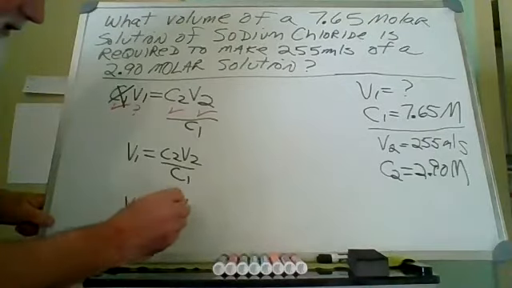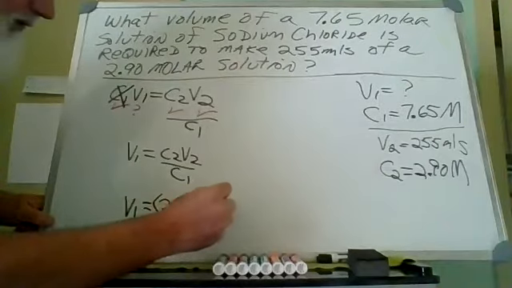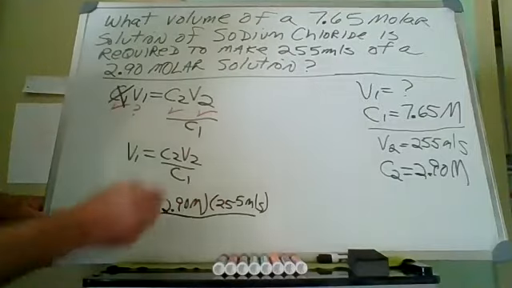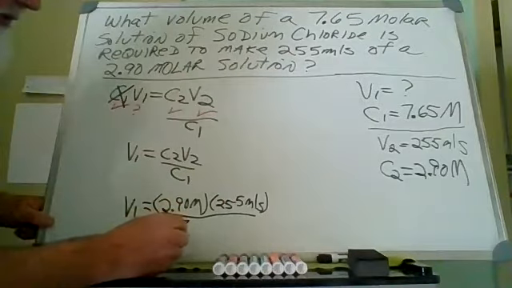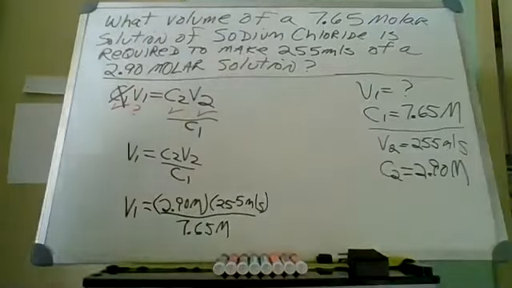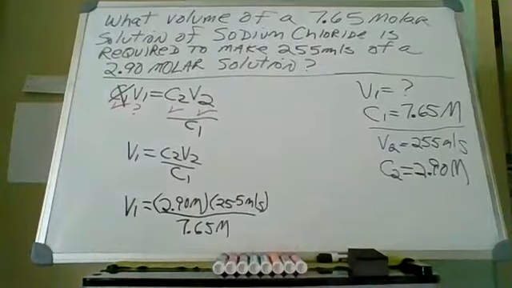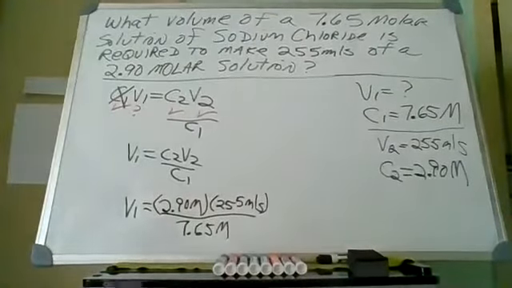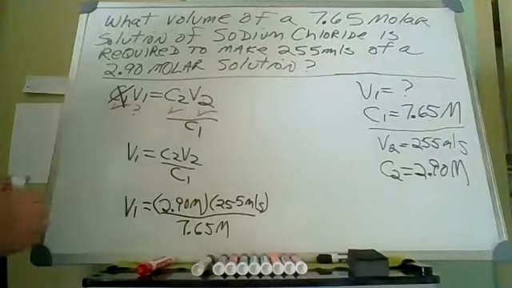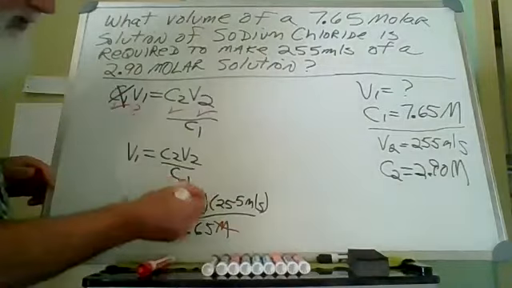So 2.90 molar is C2. V2 is 255 milliliters. And C1 is 7.65 molar. All right, 7.65 molar. Now, we want to see, can we cancel anything? All right, and yes, we can. I have molar here in the numerator and molar here in the denominator. So I can go ahead and cancel that.